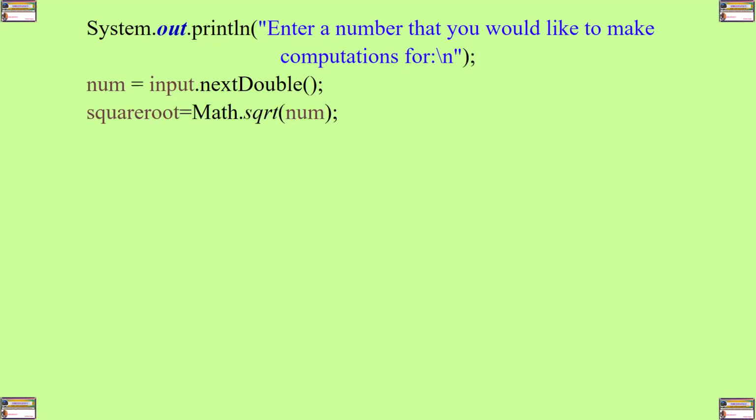Then from there, we compute the square root of num, or the value in the memory location called num. How do we compute the square root? We pass the variable num to the method called sqrt.